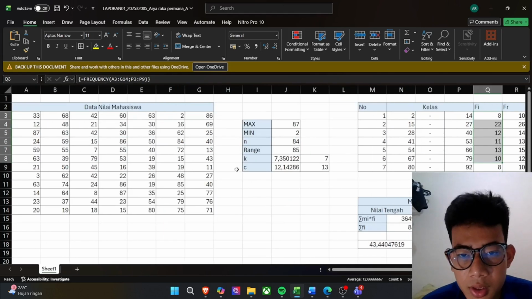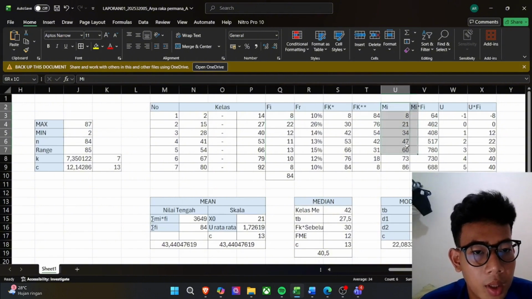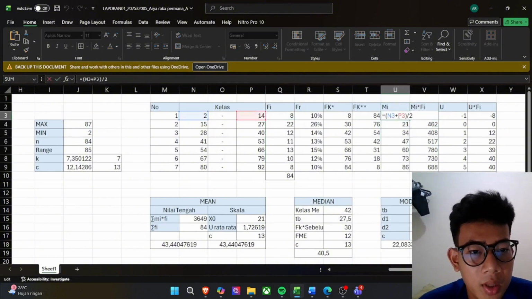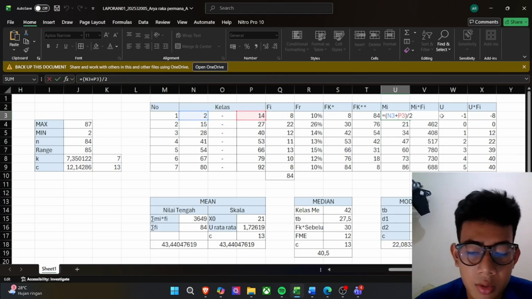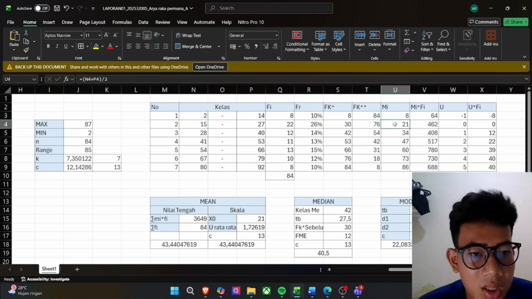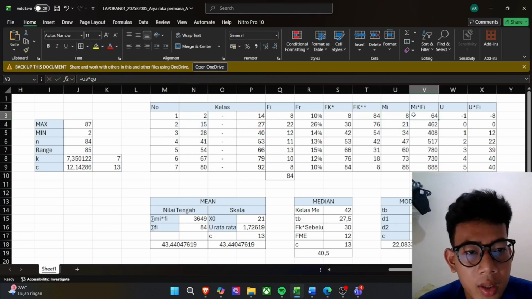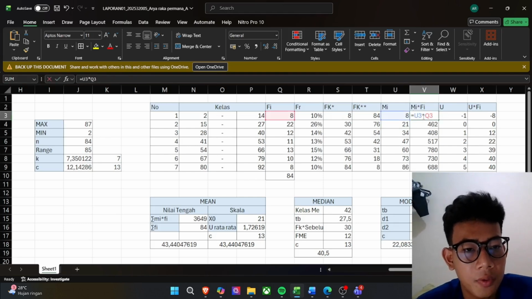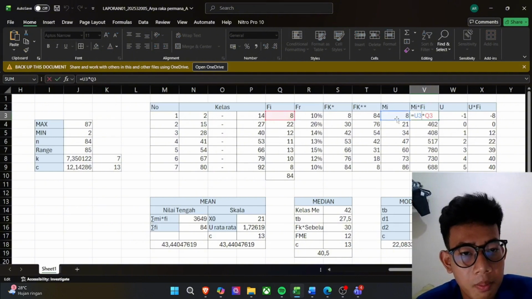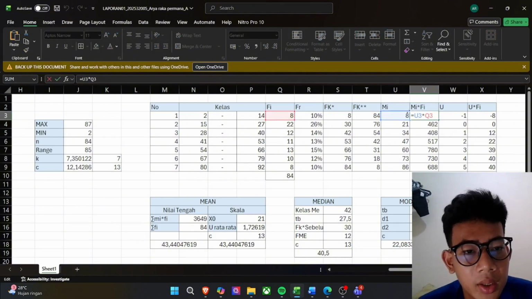But I've changed it first, so I'll make some median Mi in here, and the formula of Mi is the lower class plus the upper class, and they both are divided by 2. So yeah, I just drag it down in here. And this one, the Mi times frequency, or the median times frequency, the formula is the frequency times the median we have in the data, and I just drag it down.